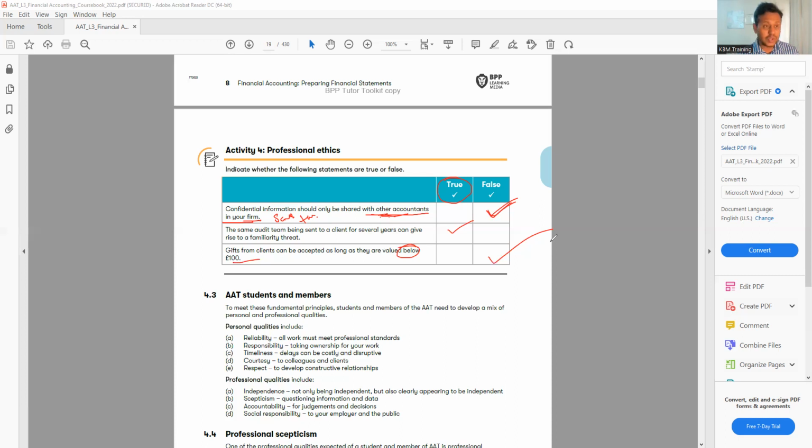There is no limit like, oh, I can take less than 100 pounds, but I cannot take more than 100 pounds, no. The criteria here is if the gift has no impact on your decision, then you can take it, otherwise you cannot. Simple as this. All right, so let's have a look at what else we have.